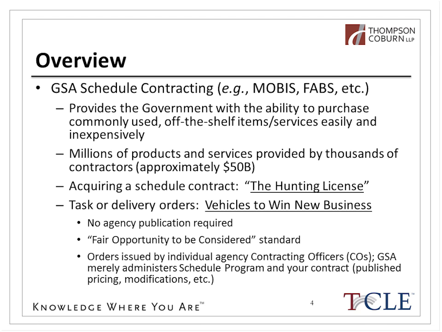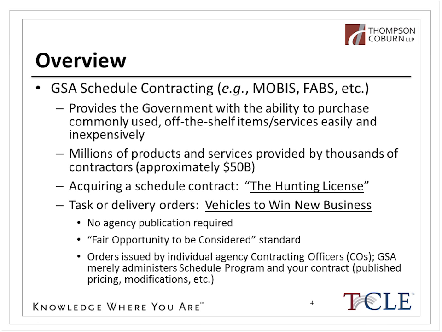And the GSA schedule contract provides the government with the ability to purchase commonly used off-the-shelf items and services easily and inexpensively. The competition is already done, terms and conditions are already established, and all the federal customer has to do is access the online catalog or contact a GSA schedule holder and begin the process of acquiring the supplies or services.